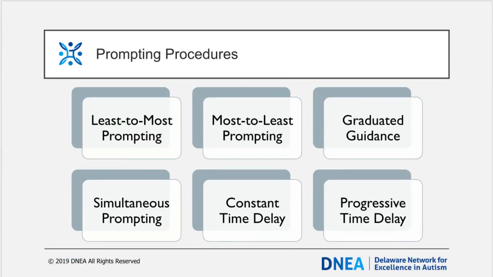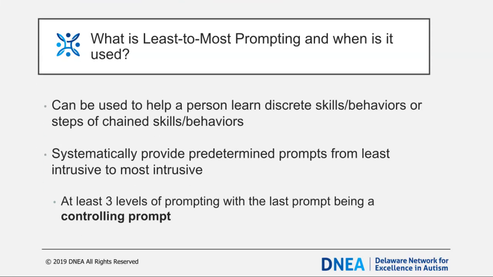This tutorial on the prompting procedure can be used to teach a new skill. There are 6 different types of prompting procedures. Today, we are going to focus on least to most prompting. Least to most prompting can be used to teach both discrete or chain skills. When using least to most prompting, prompts are systematically provided from the least intrusive to the most intrusive. You should have at least 3 levels of prompts, with the last prompt being a controlling prompt. A controlling prompt is guaranteed to elicit a correct response.